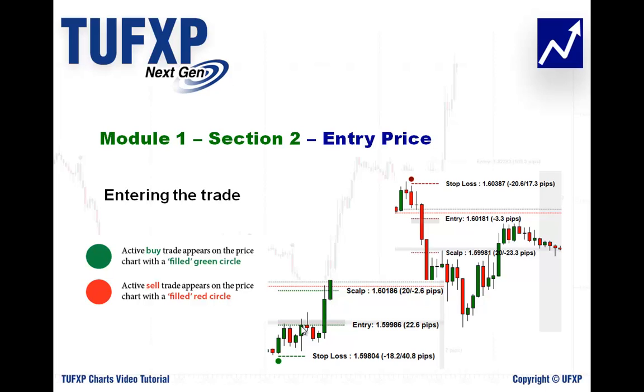So a filled circle after the clear will indicate to you that the entry has been hit. Also, the alarm system, whether it's text message or the built-in one in the software, will also alert you, if you're away from the computer, that this has been hit as well.